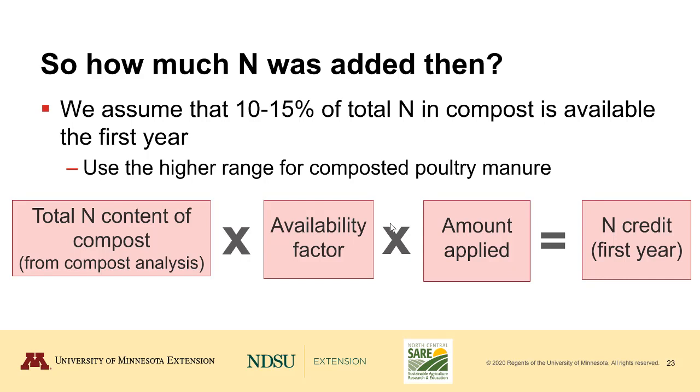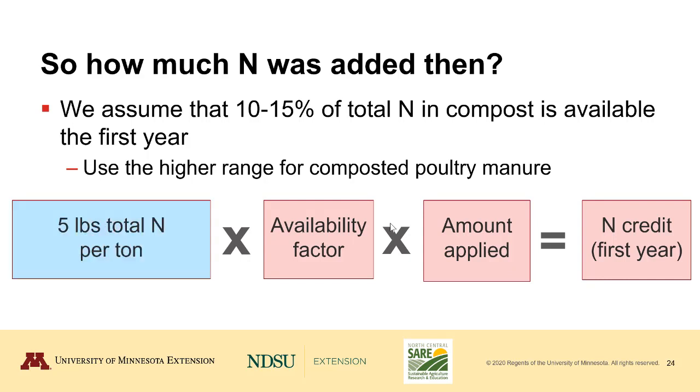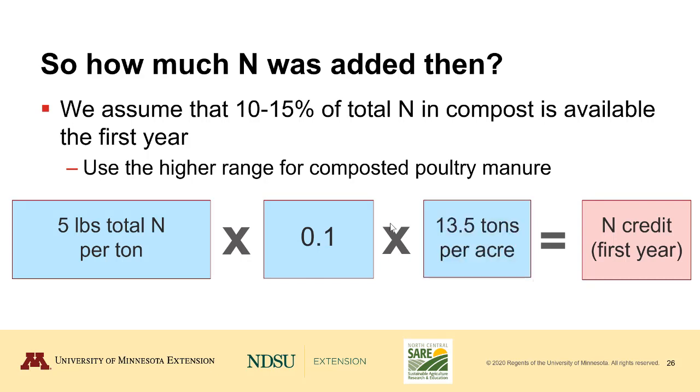So let's look at our example. Say that our total nitrogen content was similar to our total phosphorus content, about 5 pounds of total N per ton. The availability factor, we're going to use the lower amount, so 0.1, which is about 10%. And we applied 13.5 tons. So multiply all these together and you get about 6.75 pounds of N per acre. I'd probably round that up to about 7. So that would be the credit from the compost in that first year.